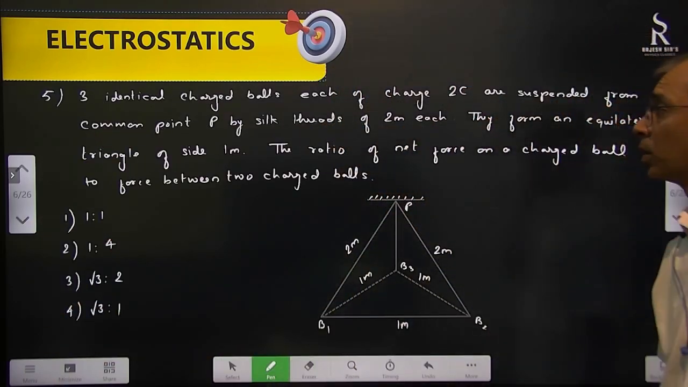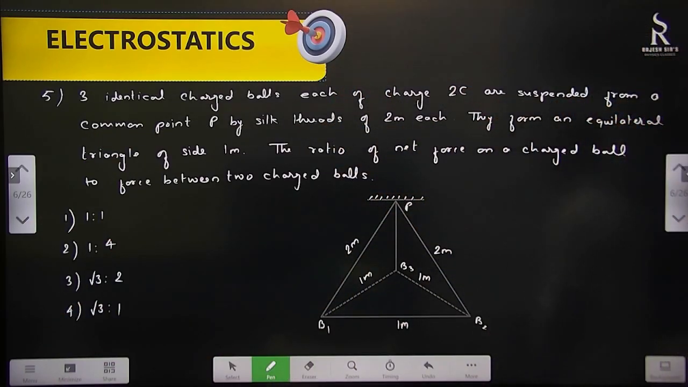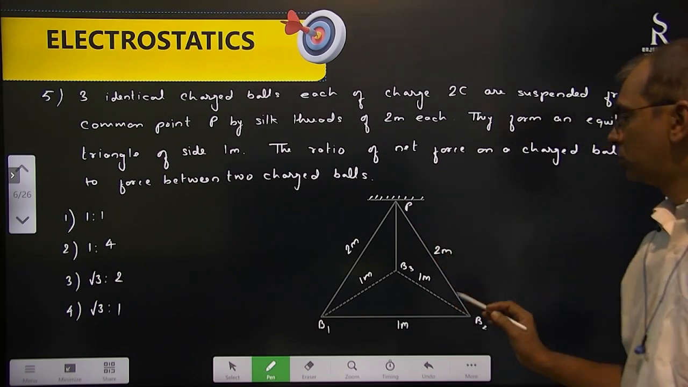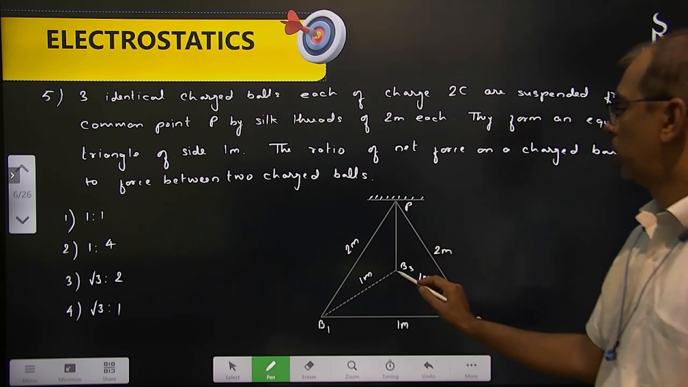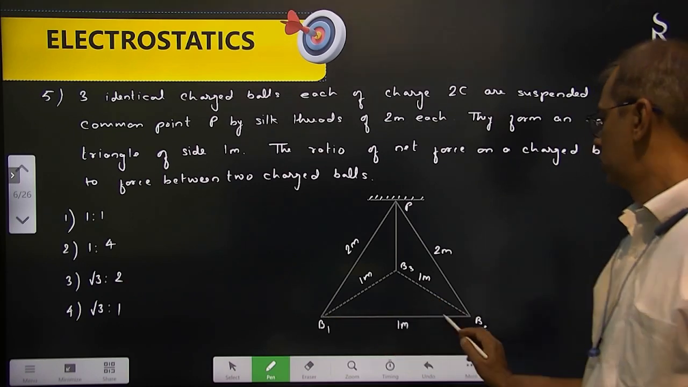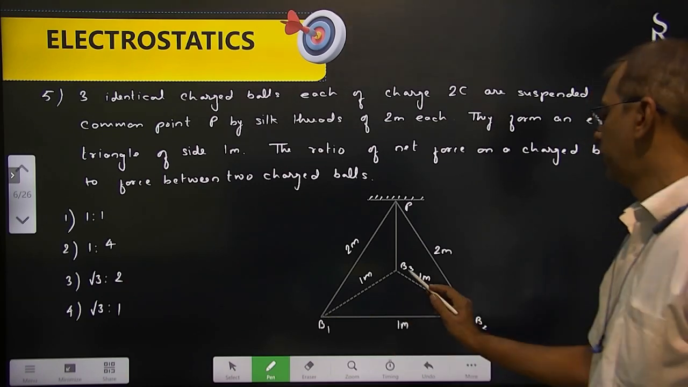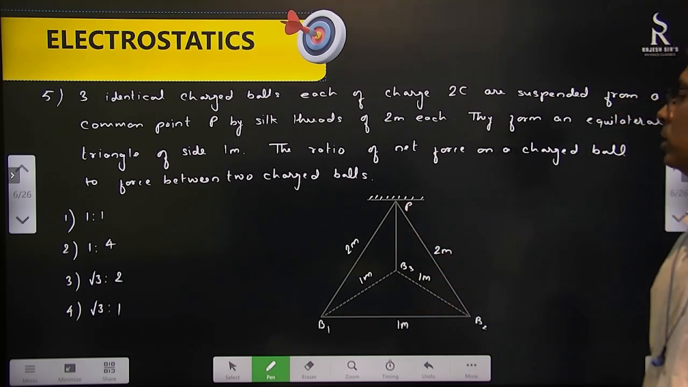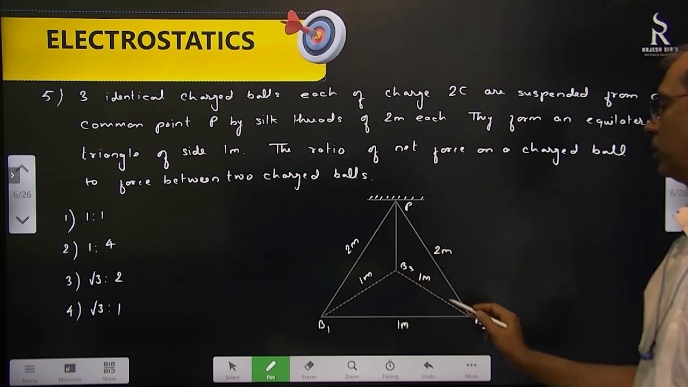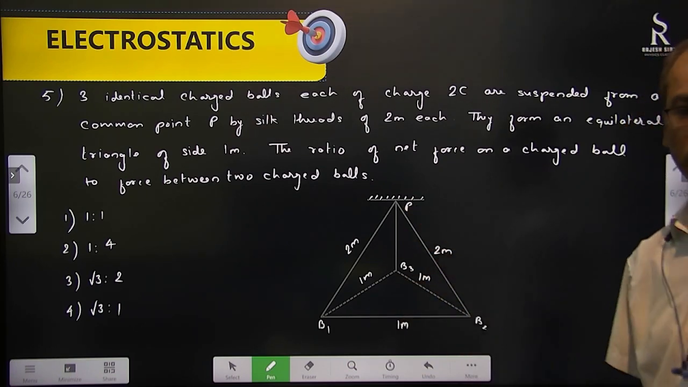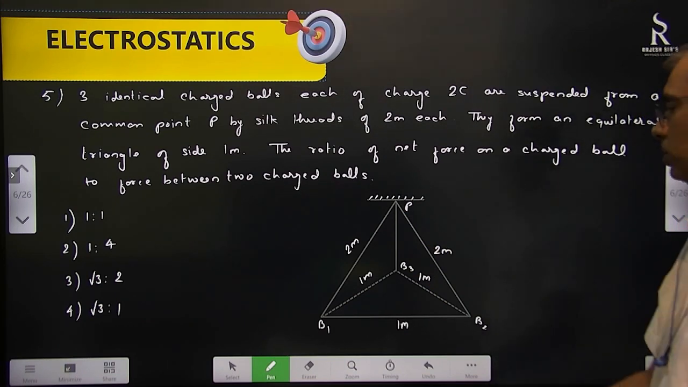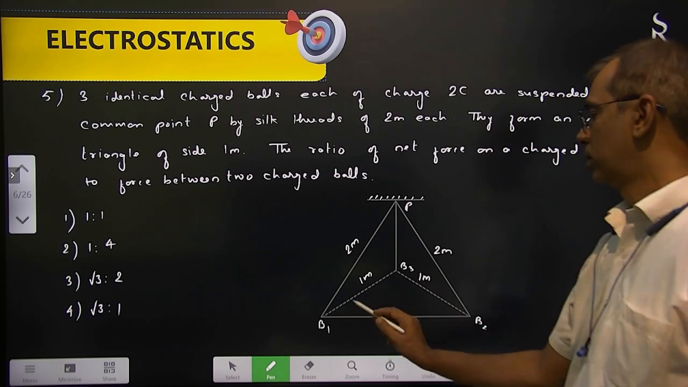Next one is: three identical charged balls, each of charge 2 coulomb, are suspended from a common point P. So three balls are here, B1, B2, B3. All are suspended from point P by silk threads of 2 meter each. So this is 2 meter, this is 2 meter, and this is also 2 meter. They form an equilateral triangle of side 1 meter. Visible? This is an equilateral triangle of side 1 meter.